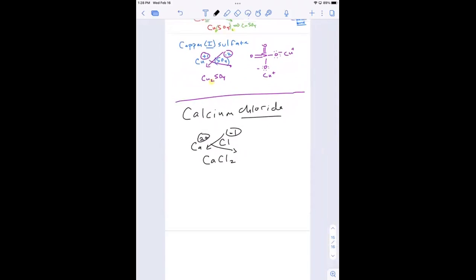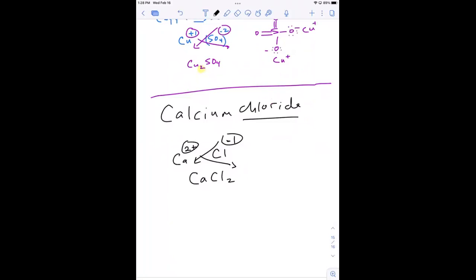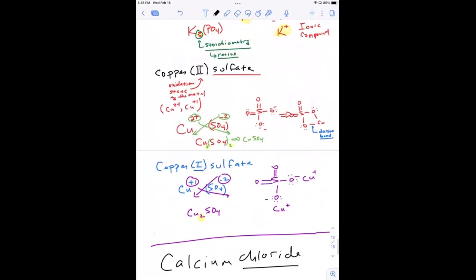Right. So again, this is an ionic compound, and every 1 calcium, since it's 2+, is going to have 2 chlorines bound to it. Right. Let's do the next one.